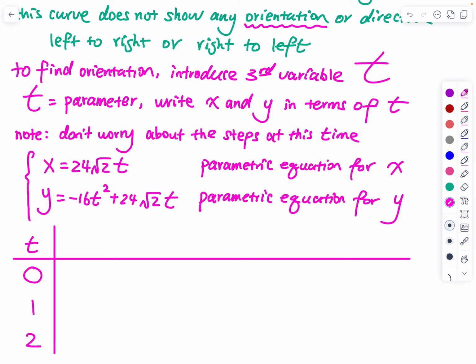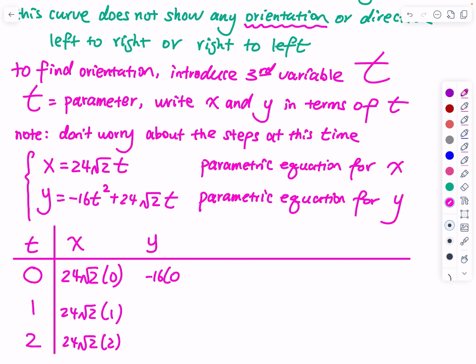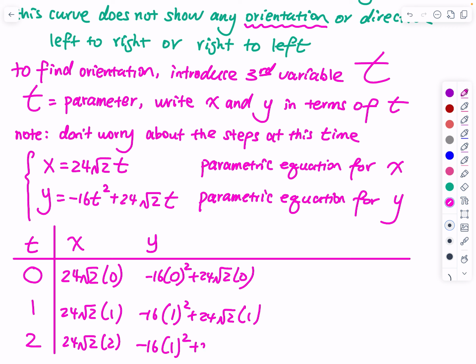And then we plug that into x, which is 24 times root 2 times 0, 24 root 2 times 1, 24 root 2 times 2. And then the y is negative 16, 0 squared, plus 24 times root 2 times 0. Negative 16, 1 squared, plus 24 root 2 times 1. Negative 16 times 1 squared, plus 24 root 2 times 2. Oh, times 2, for t equals 0, 1, and 2.